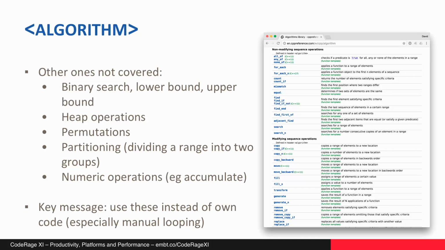You can see the screenshot here is the cppreference.com algorithm page, and visible on screen are about half or less of the available algorithms. So the key message here is use these instead of your own code. Many of these do things that are very common. You might have code that has been written to do exactly the same thing, but using the standard algorithm ones will give you an optimized and you can assume completely bug-free version of those operations instead.